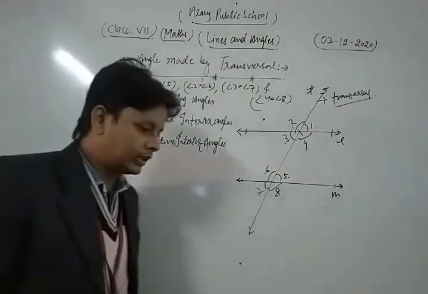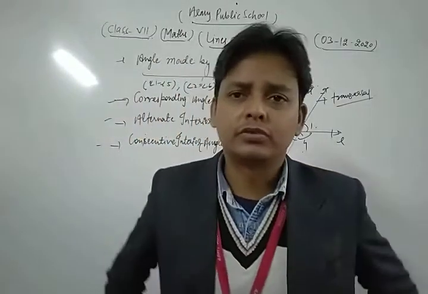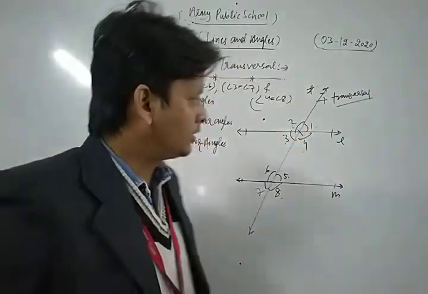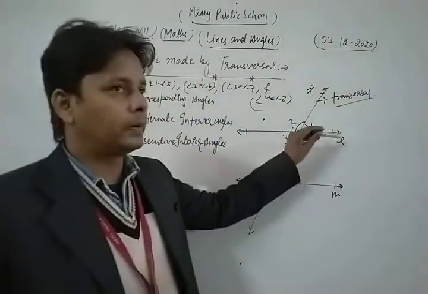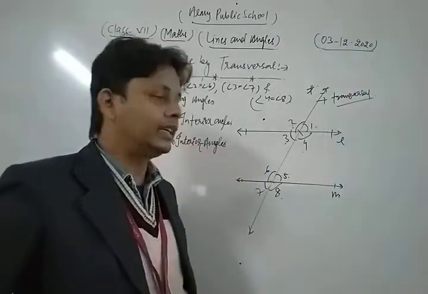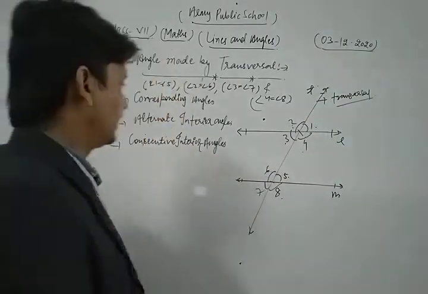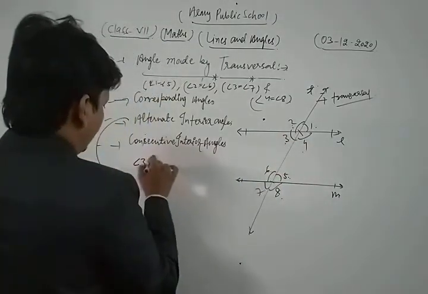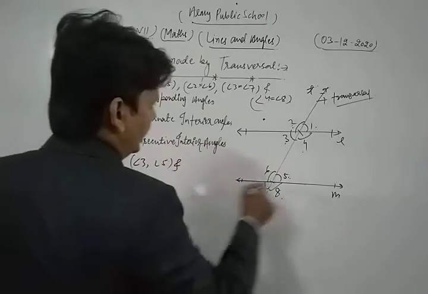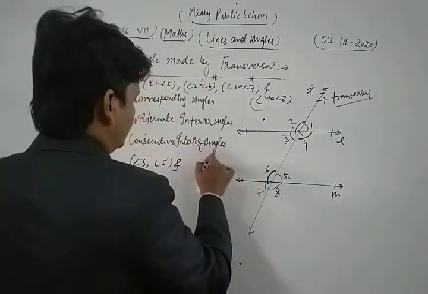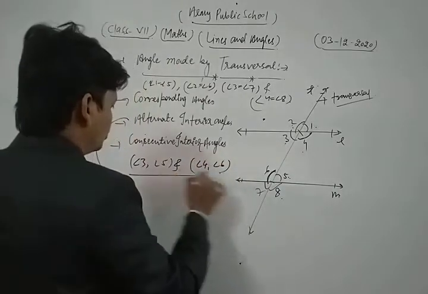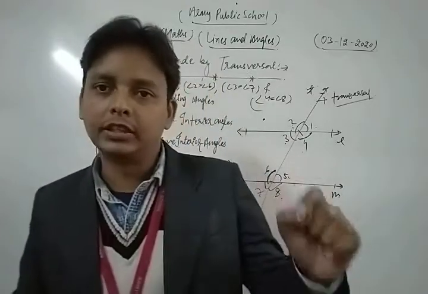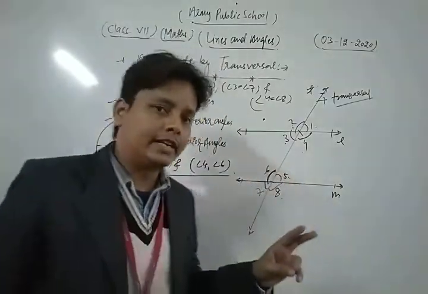Okay, now we are going to discuss the next angles made by the transversal T, which are alternate interior angles. Okay, dear students, suppose two parallel lines L and M are cut by the transversal T, then the pairs of alternate interior angles are angle 3 and angle 5, and angle 4 and angle 6. So when two parallel lines are cut by the transversal T, there are two pairs of alternate interior angles.